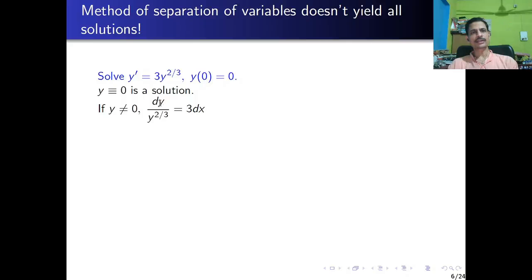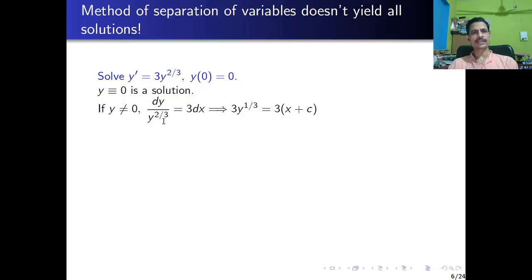Now assume that y is not equal to 0. So it is in a variable separable form. We can take this y raised to 2 by 3 in the denominator here and write this as dy by dx, and then you can write this in this form: dy by y raised to 2 by 3 is equal to 3 times dx. Now this can be integrated.